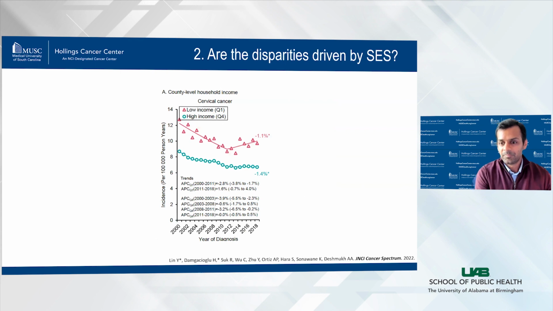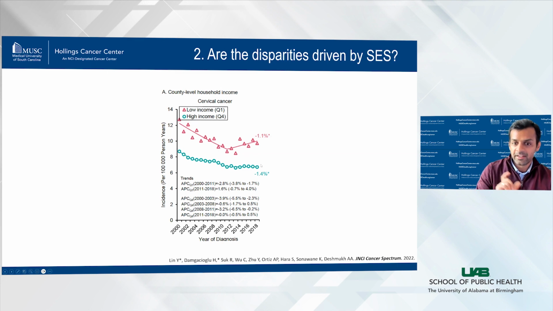So the next question that we wanted to ask is that nationally cervical cancer incidence among some groups may be rising, but are there disparities driven by socioeconomic status? So in this study last year, we estimated cervical cancer incidence patterns according to county level household income. What's important to note here is that women who live in the lowest income counties or lowest income neighborhoods are the ones who are seeing the reversal in cervical cancer incidence. The red line is representative of low income women, and the green is representative of high income.